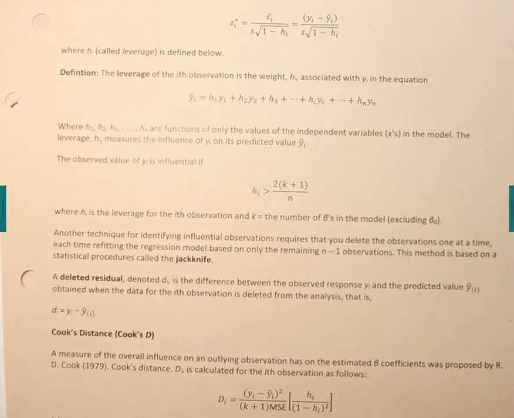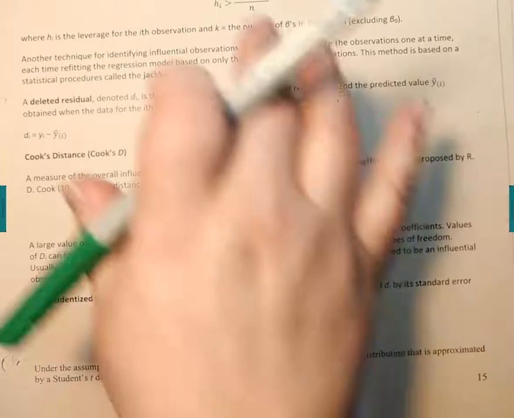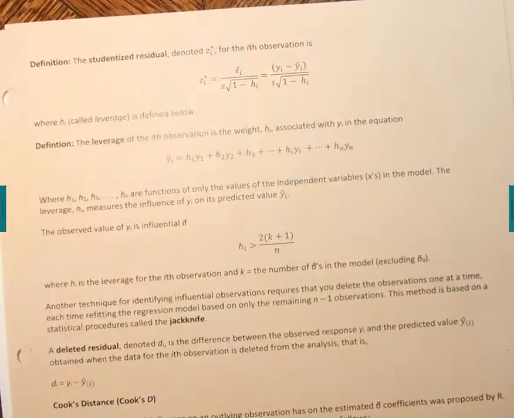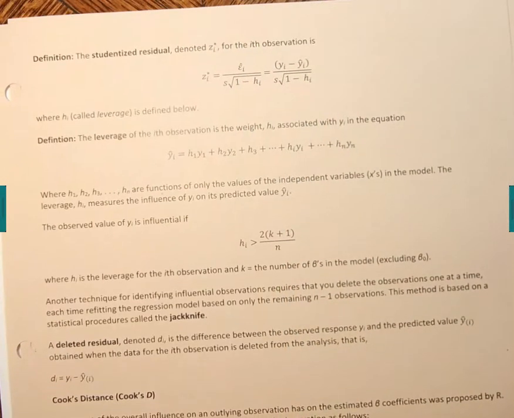All right, and so here is the formal definition of the studentized residual. And again, we do denote it z_i star for the ith observation.